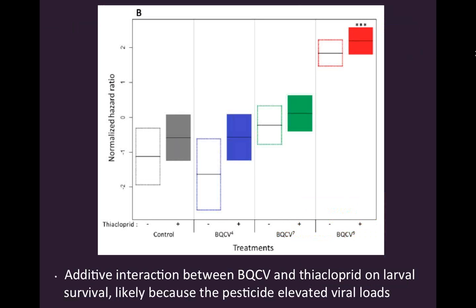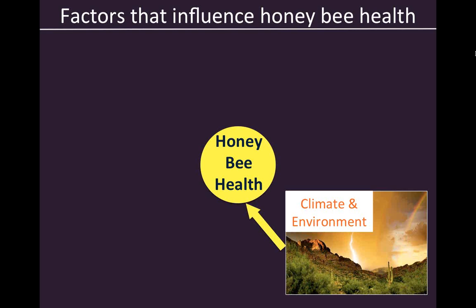So those are three examples of experiments that are being done to show the effects of thiacloprid, imidacloprid, amongst others, which are the two most highly found neonicotinoid pesticides on wax samples, pollen, and bees.